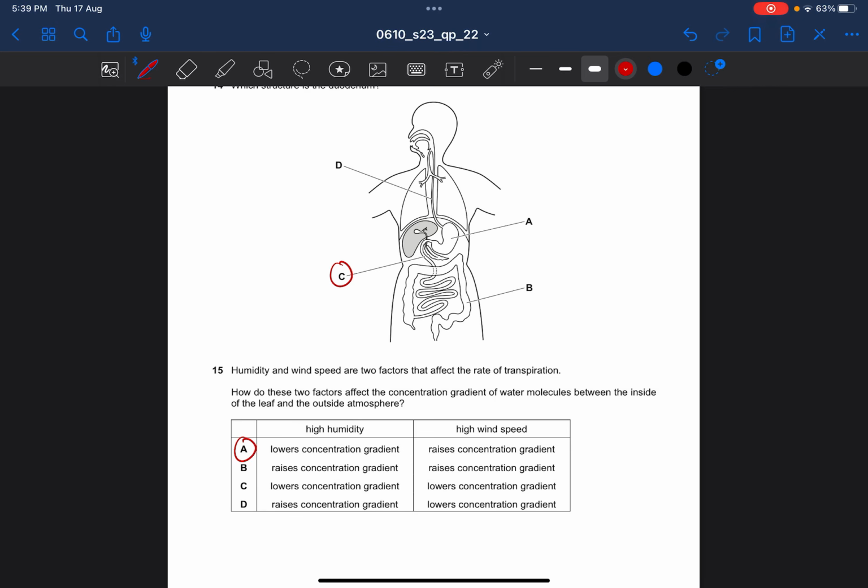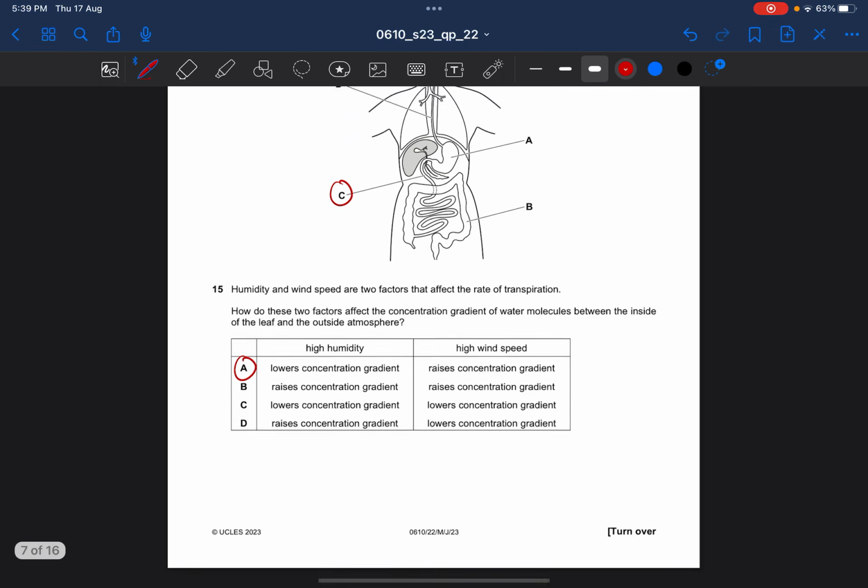And why is it A? When there's low humidity, water moves by osmosis from a higher to a lower concentration, and when there's high wind speed, it will move faster, so it goes from a lower water potential to a higher concentration gradient.